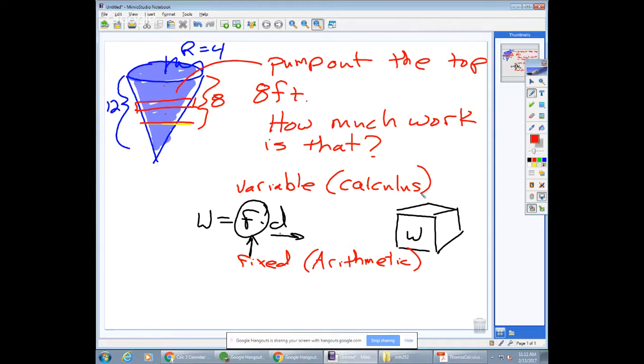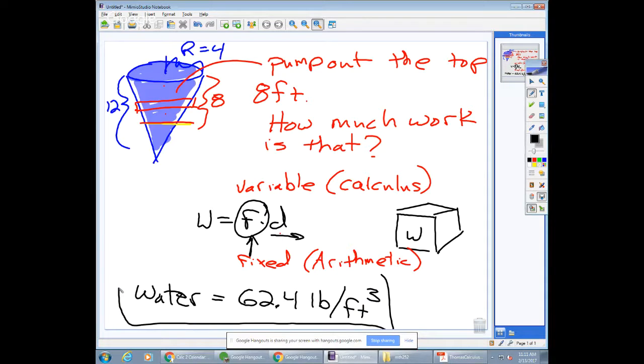Due to the shape of the container. If it was just a cylinder, no calculus needed. That one's pretty straightforward, but this one is not. So some things I need to know. What's resisting me here as I'm pumping this? Well, the weight of the water. And where does weight come from? Anybody know? From gravity, right? So any particular thing, if it's relatively uniform in density, is going to have a weight per volume constant. So for water, it's approximately 62.4 pounds for every cubic foot. That is the weight density of water.